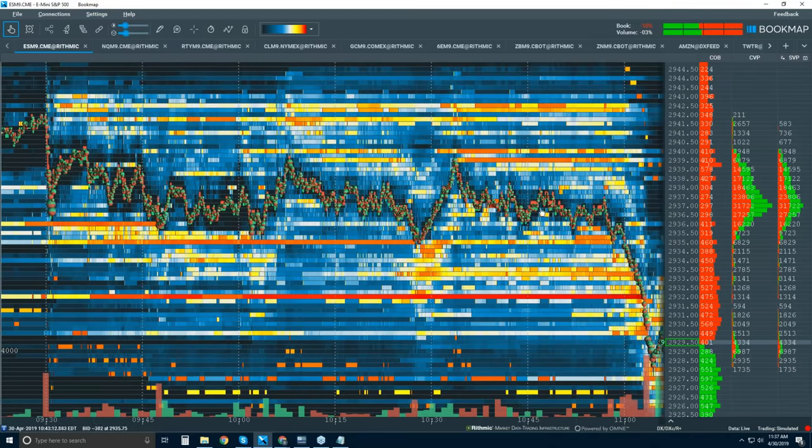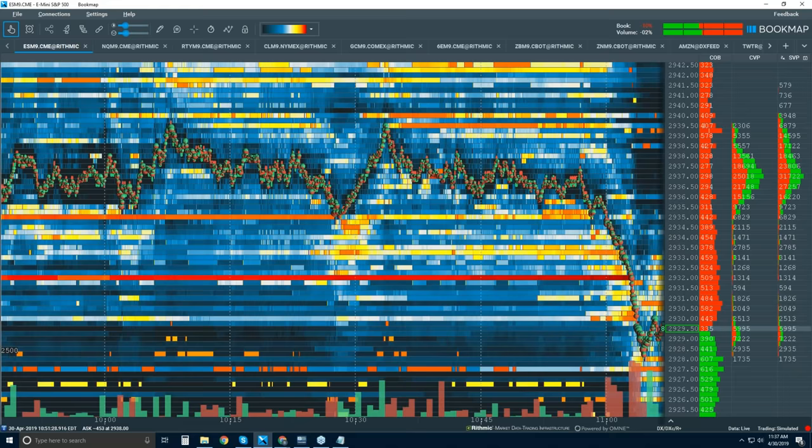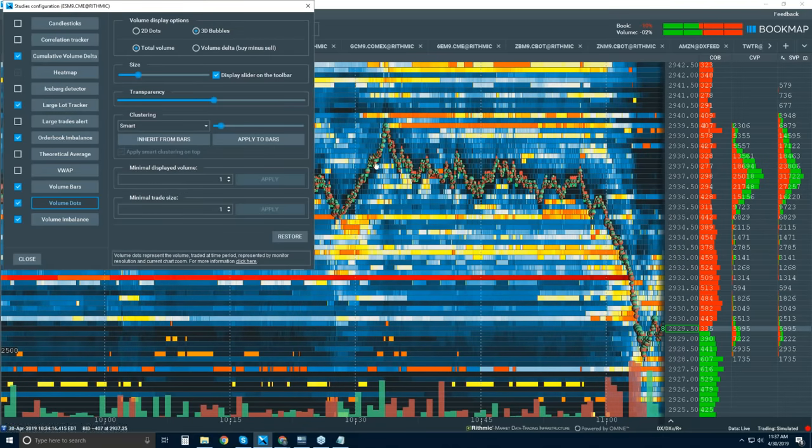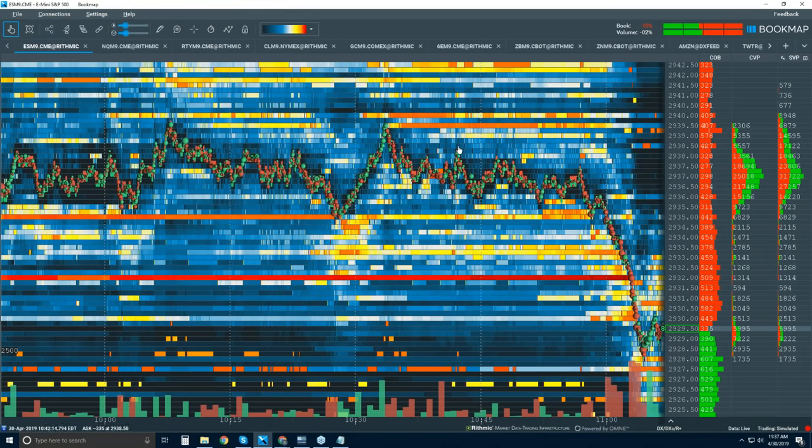Now in here, we're starting to get some pretty good insight, because you can start to see that, and in fact, I'm going to change this over to our volume delta dots. This is a new feature in Bookmap. Just the visualization is much nicer.